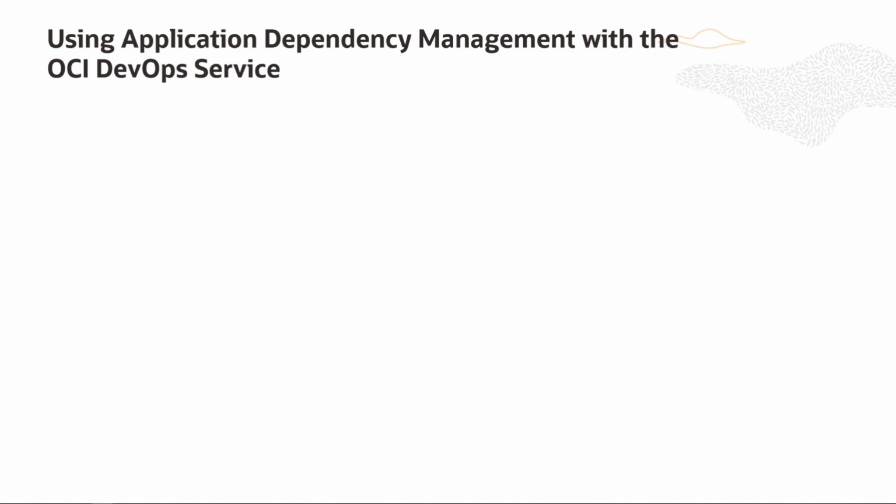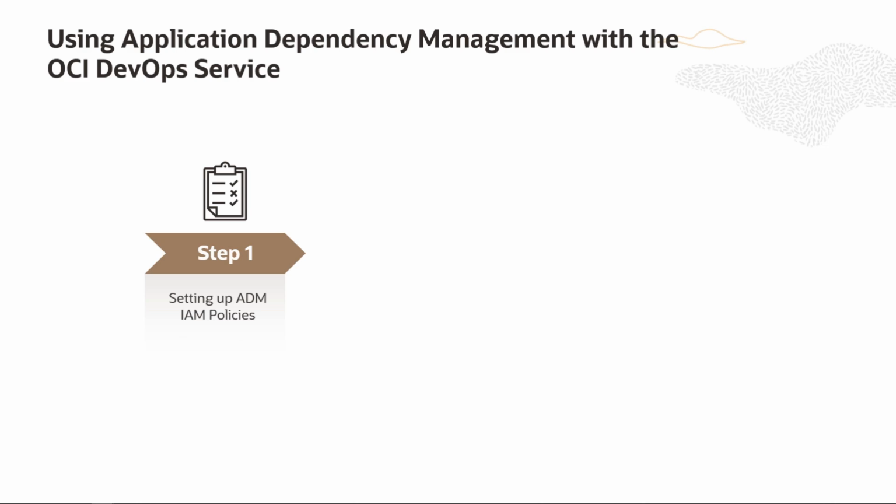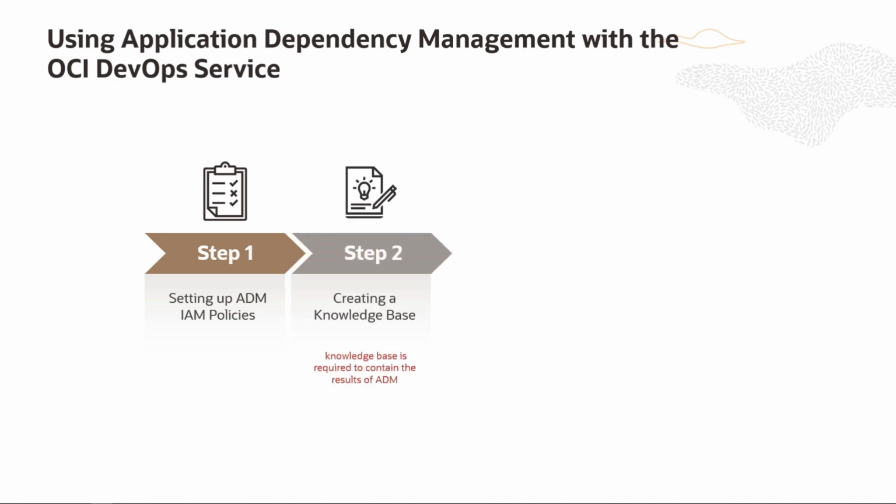Let's break down the steps necessary to get ADM set up with the OCI DevOps service. So as part of step 1, you have to ensure that you have set up the required ADM IAM policies as we discussed in the previous slide. In step 2, you need to ensure that you create a knowledge base within the ADM service. Knowledge base is required to contain the results of ADM.